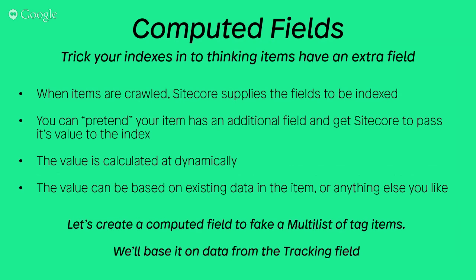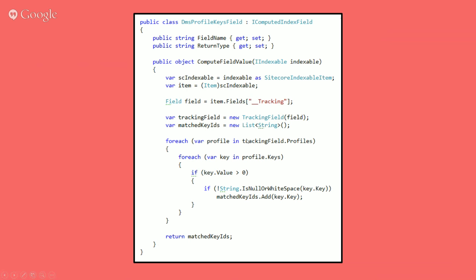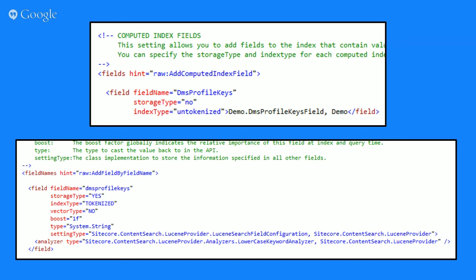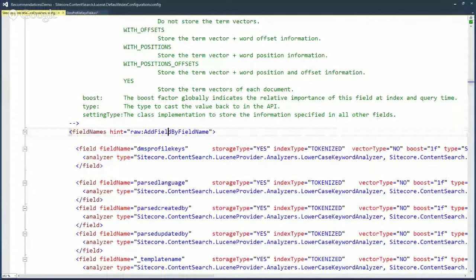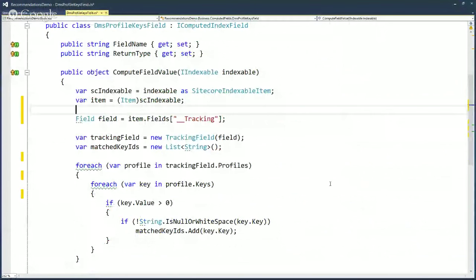So let's create a computed field to fake the multilist that we started with, the old style of tagging content to create categories. Let's create a fake multilist from the data that's in the tracking field. I realized that this code may be a bit small to see on the slide. I've got a couple of slides with these, so I'll show it to you directly from Visual Studio. Okay, so hopefully that's big enough for you to see. This is what the code for a computed field looks like.